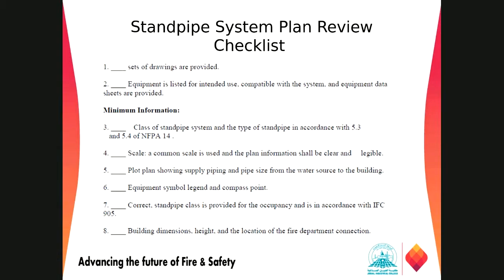So the information provided on the drawing should be clear and legible, so it can be easily read by the naked eye without any problem. The plot plan should be there, showing supply piping and pipe size from the water source to the building. Compass point, equipment symbol legend, and the compass point, which is normally at the right side of the drawing, should be provided.